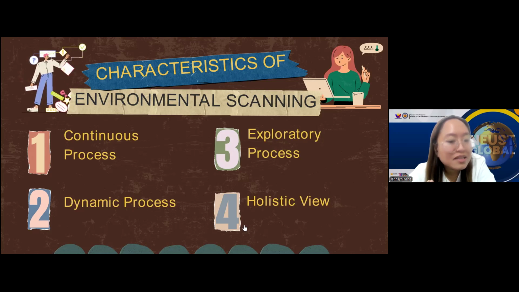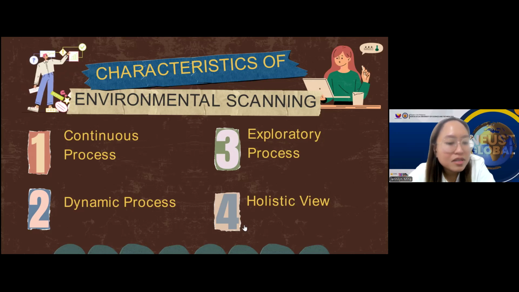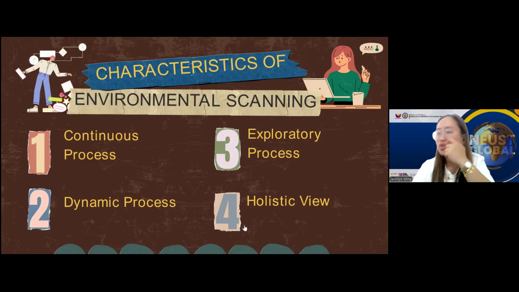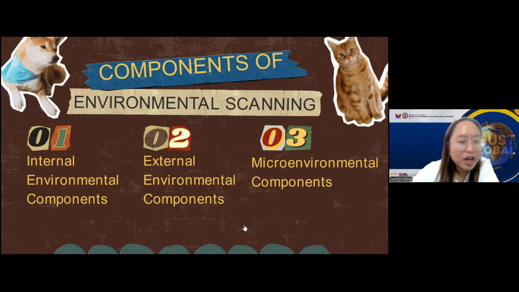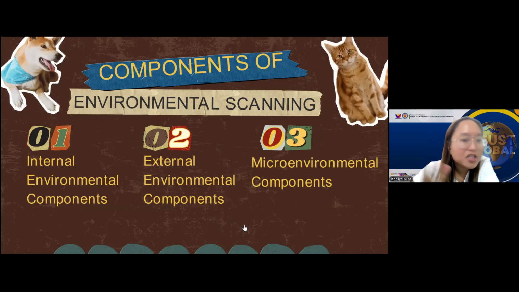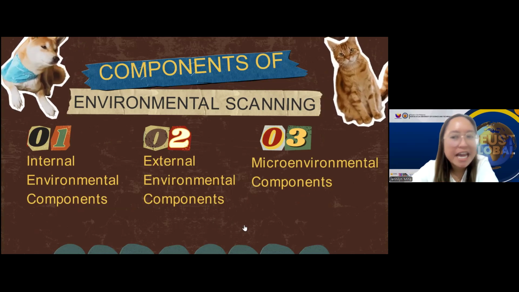Holistic view, seeing the big picture. Toyota doesn't just look at one factor like the gas prices. They consider the complete picture, customer preferences, technological advancement, and global economic trends because they wanted to make better decisions for the future. And of course, we have the components of environmental scanning. Imagine you are the captain of the ship, just like the CEO of a major company like Apple.